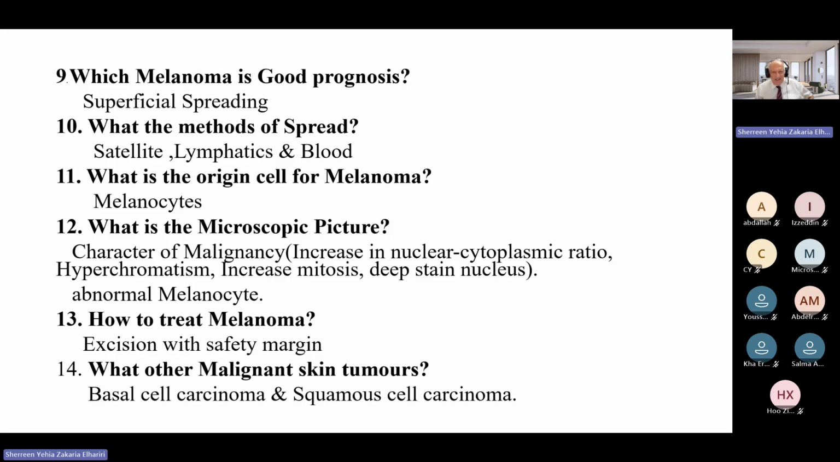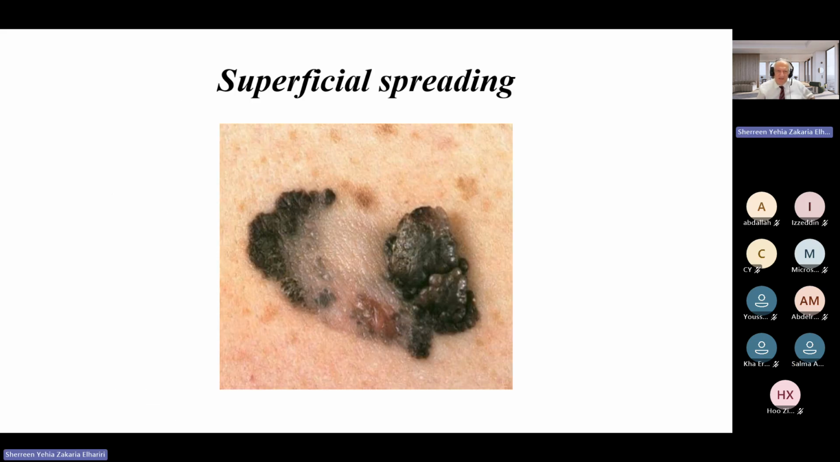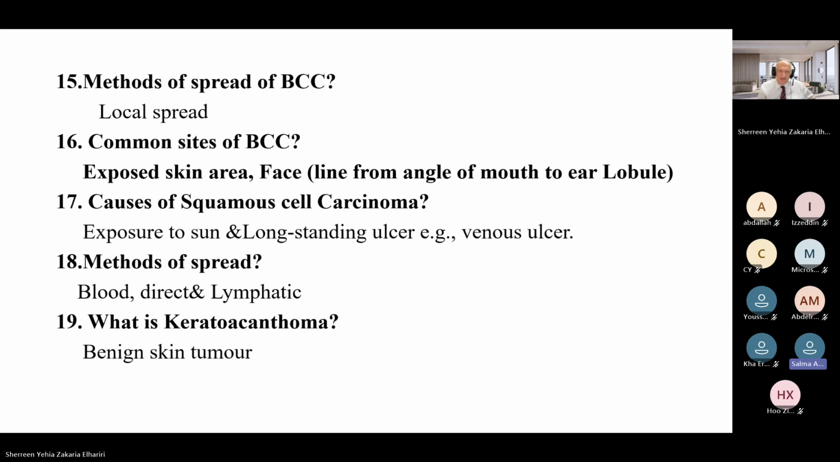What other malignant skin tumor do you know? Squamous cell carcinoma, basal cell carcinoma. So from where does basal cell carcinoma arise? From the basal layer. What is the difference between basal cell and the other skin tumors? It is locally malignant. What do you mean by locally malignant? Low probability to metastasize and slowly growing.